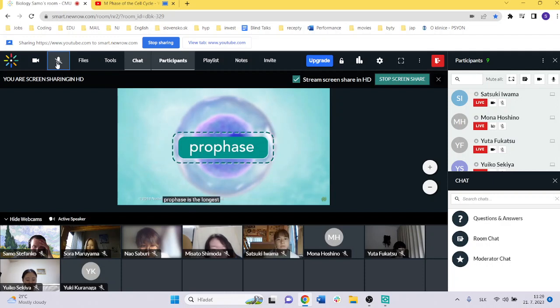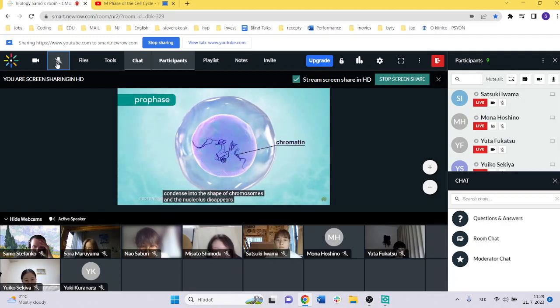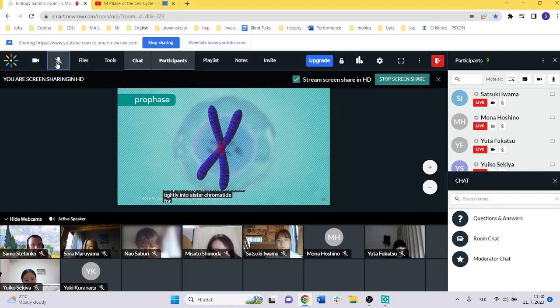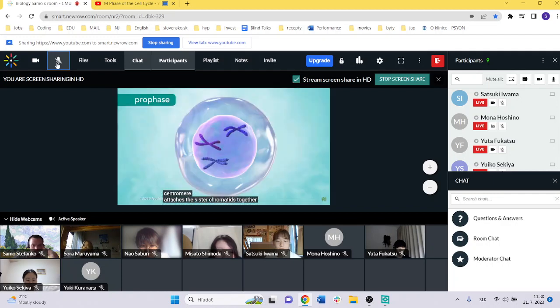Prophase is the longest phase of mitosis. Prophase is when chromatin begins to condense into the shape of chromosomes, and the nucleolus disappears. The previously replicated DNA coils tightly into sister chromatids. For the first time, you see individual chromosomes. In the center of each chromosome, a centromere attaches the sister chromatids together.